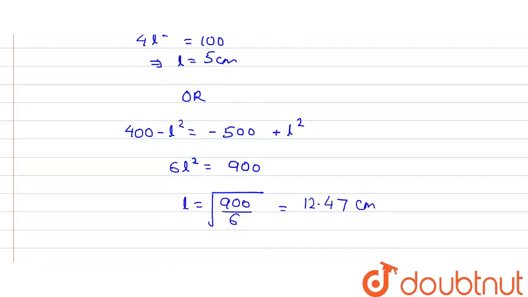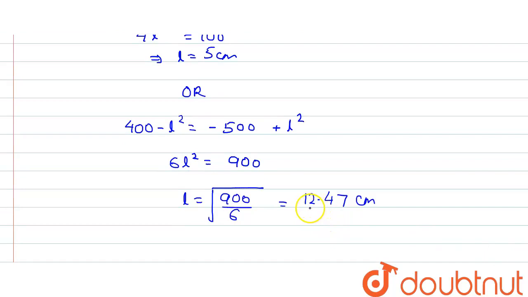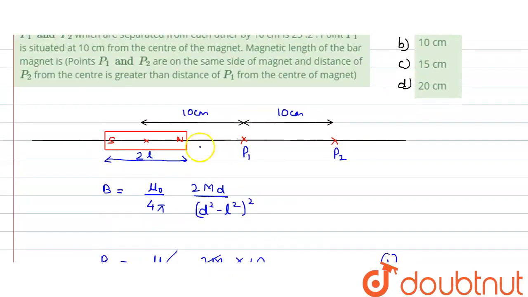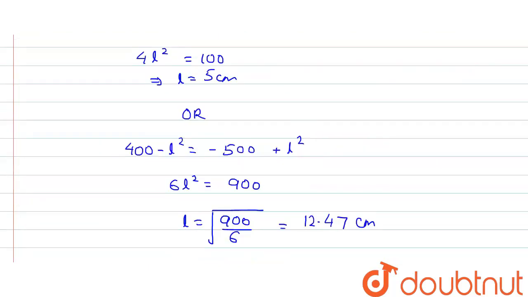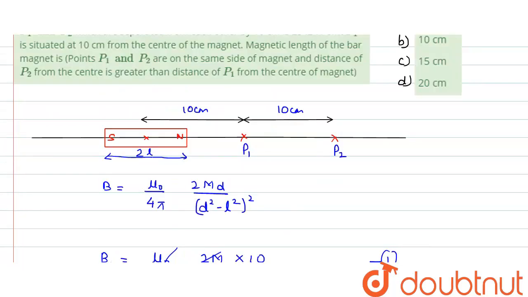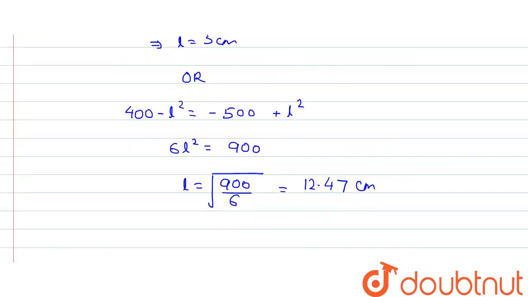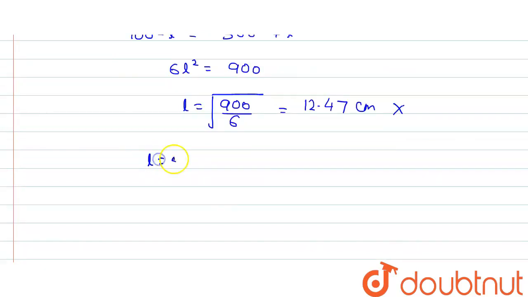So which value would be the correct value? Now, if this is the L, this is the half length basically. So what is the total length? Or we can say that whether this could exist or not. No, it cannot exist. Why? Because the distance between these 2 points is 10 centimeter and 12 centimeter is coming, which is greater. That means P1 would move inside the magnet itself, so this cannot be the correct answer. So the half length small l would be equal to 5 centimeter.